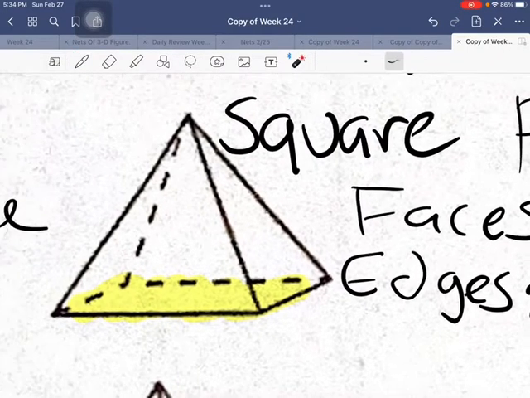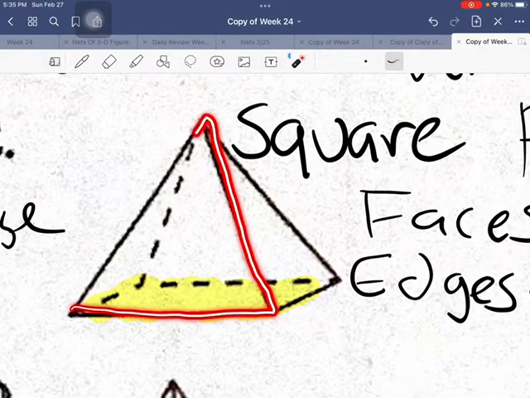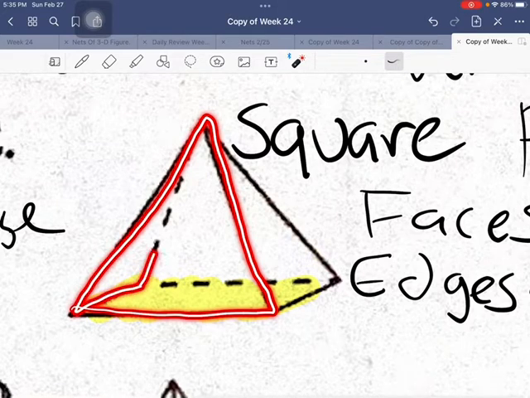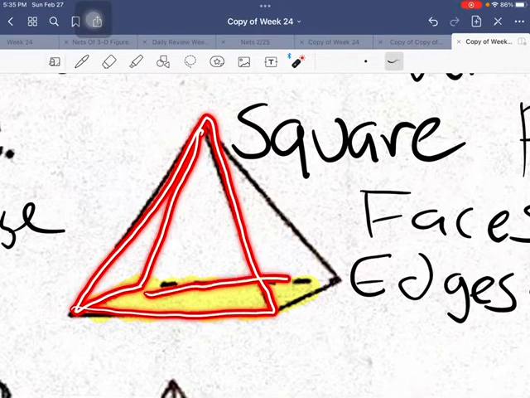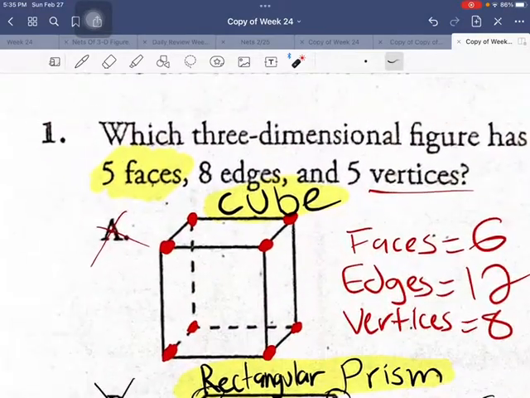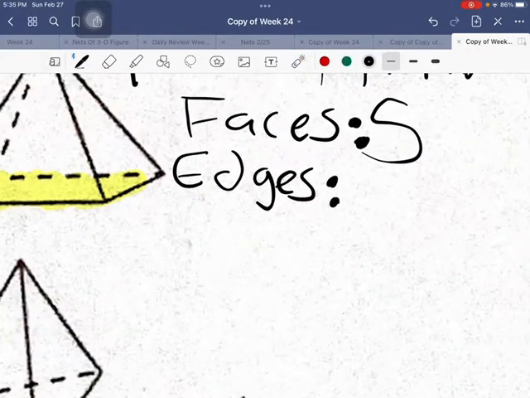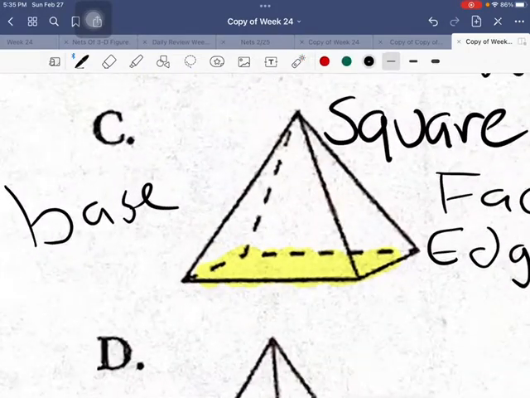Well, let's see. A ver. 1, 2, 3, 4, 5, 6, 7, 8. How many are they looking for? 8. So there we go. We're good for now.